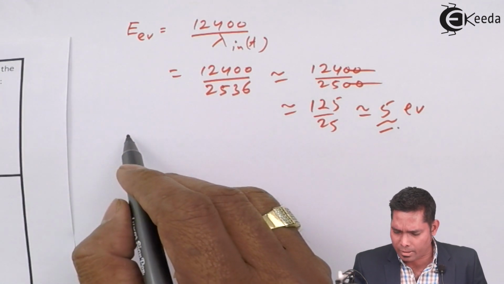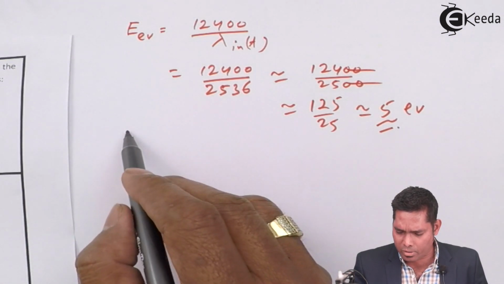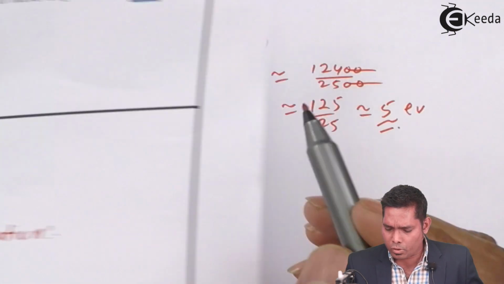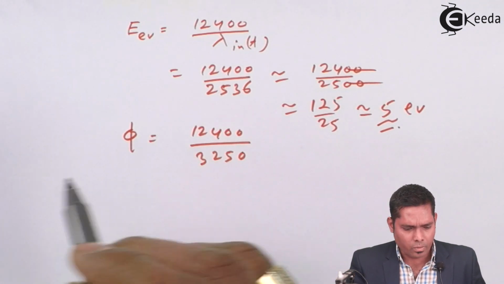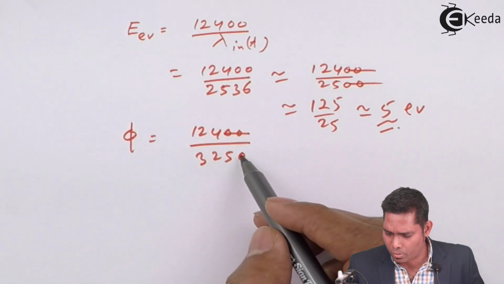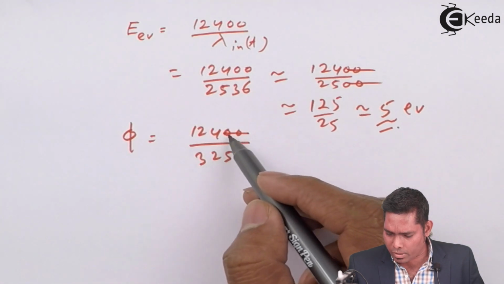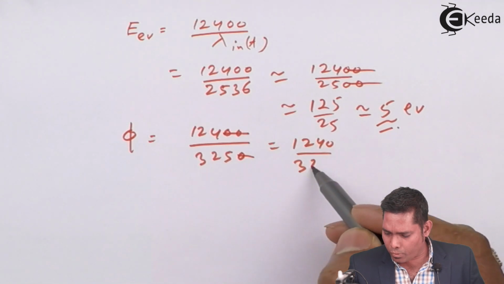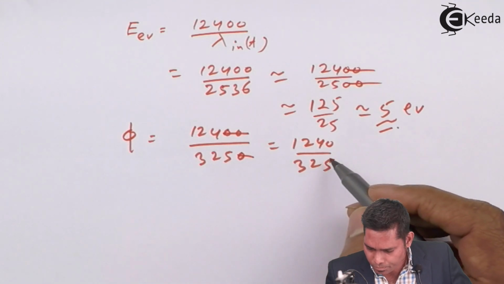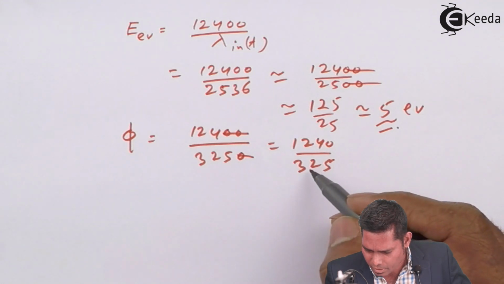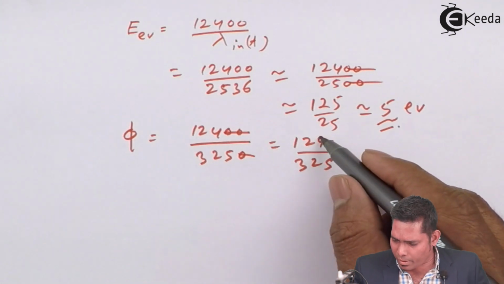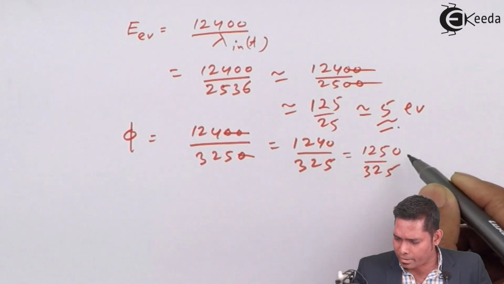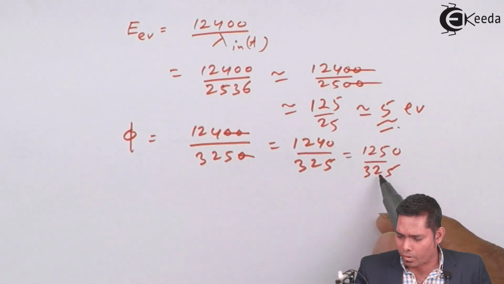The next one is the energy incident, and the work function I'll get as 12400 divided by this one, 3250. Okay, this is the work function. So this 0 goes, 10 is left here, 10 is left here. So I'll write 1240 divided by 325. Okay, what I'll do, I'll take 5 here, then it is 1250 divided by 325. I cut by 5, 25.